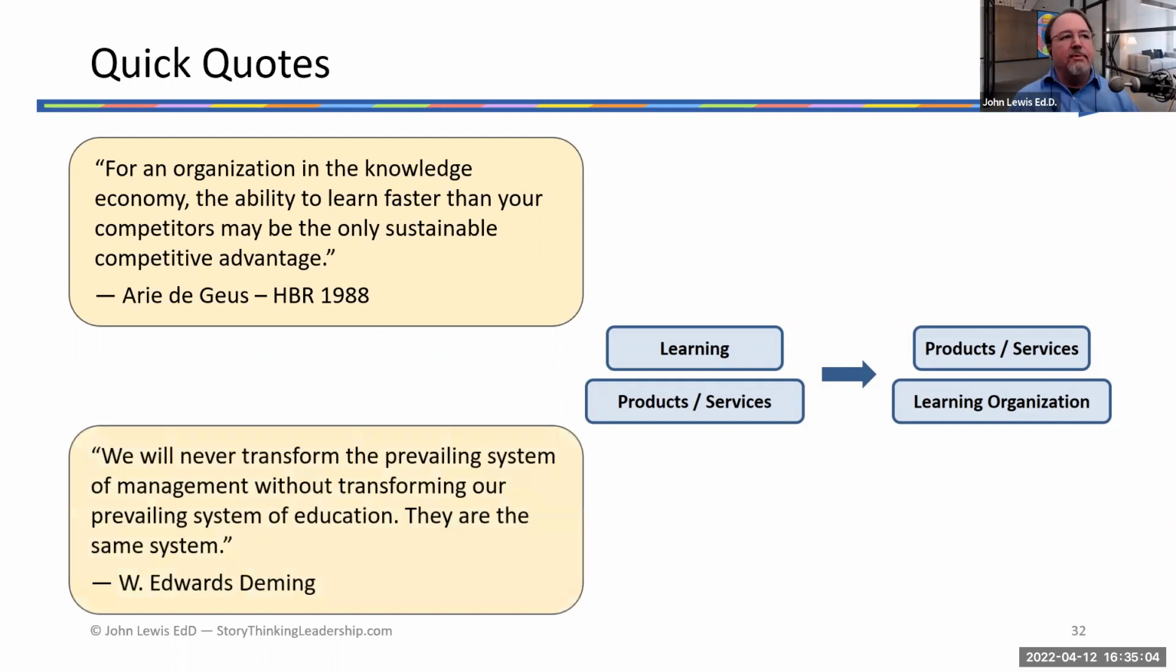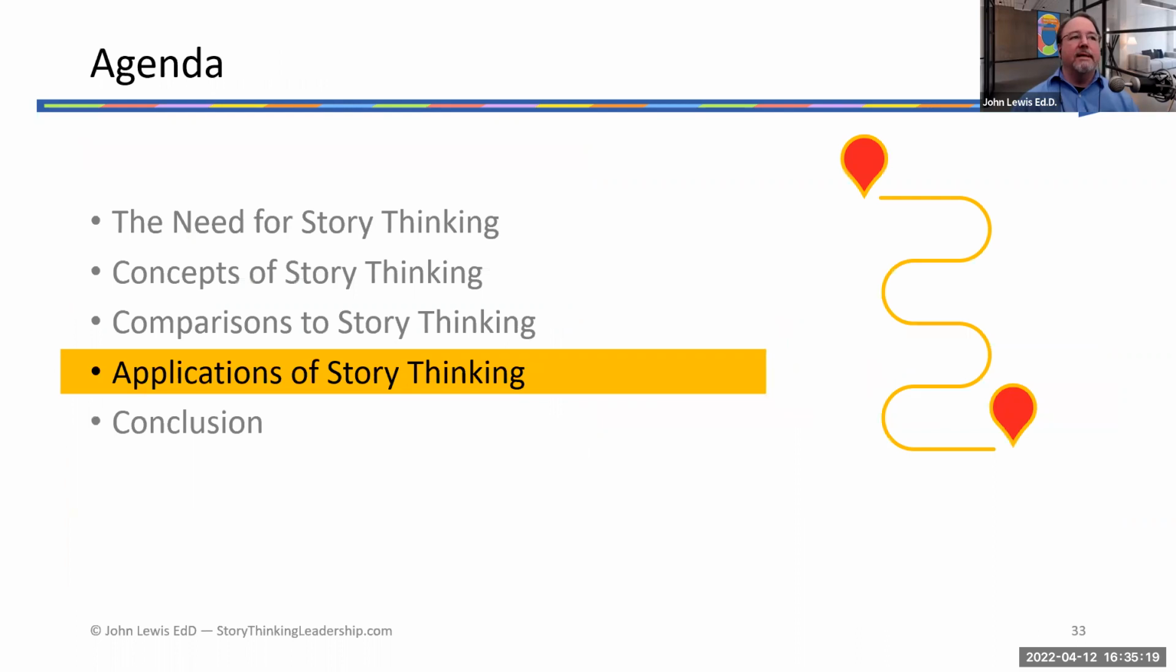Deming himself said, "We will never transform the prevailing system of management without transforming our prevailing system of education. They are the same system." Do you know the name of that system? It's story. Let's look at some applications within KM for story thinking.